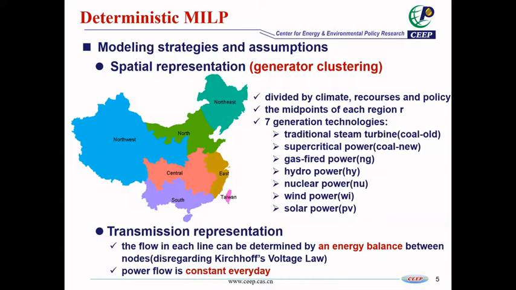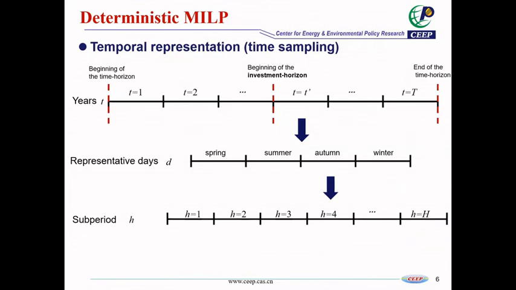The power flows are determined by the energy balance, so the voltage is not considered. The power flows of a particular line is assumed to be constant within a typical day. In addition to the dimension of the investment period, several days are sampled to represent four seasons in an investment period by historical data. Each typical day is further separated into several stages to denote the sub-day operating process.